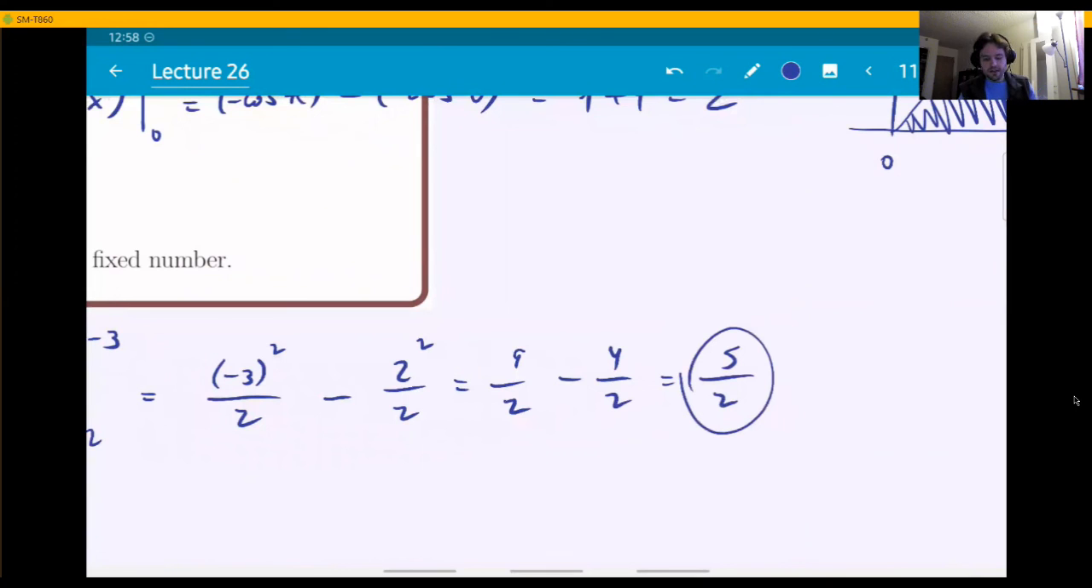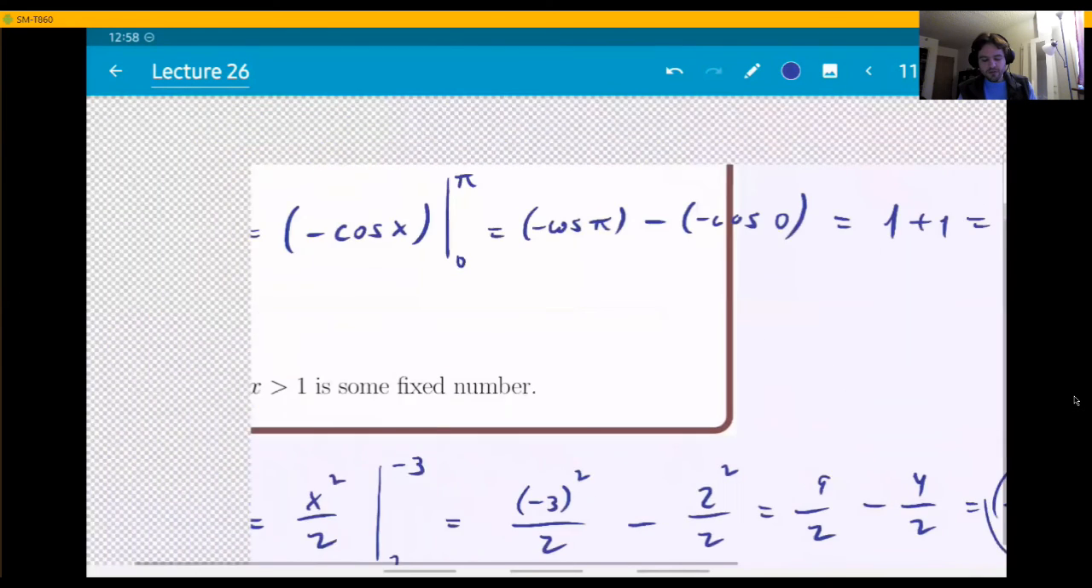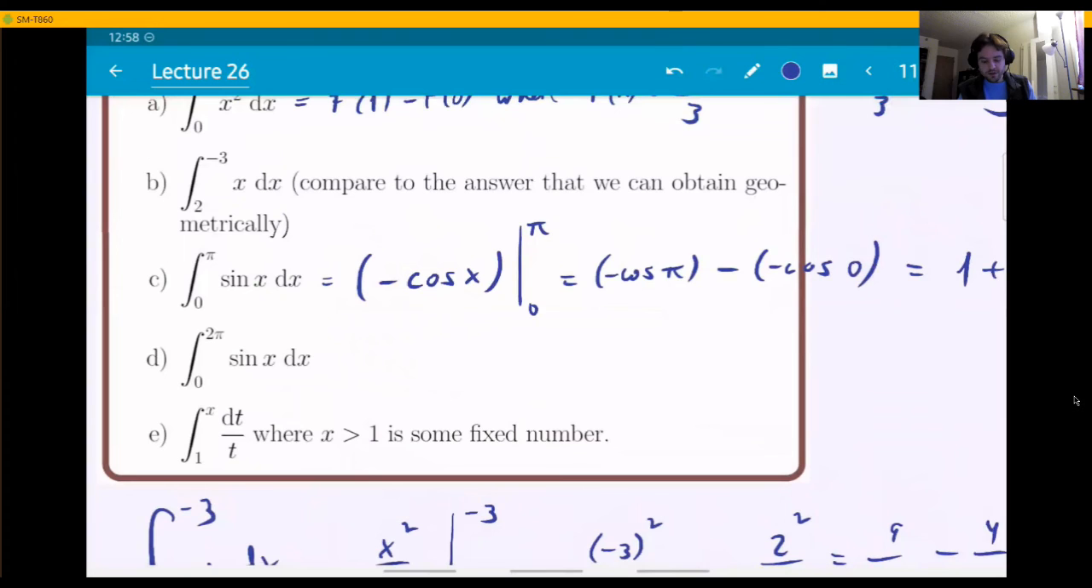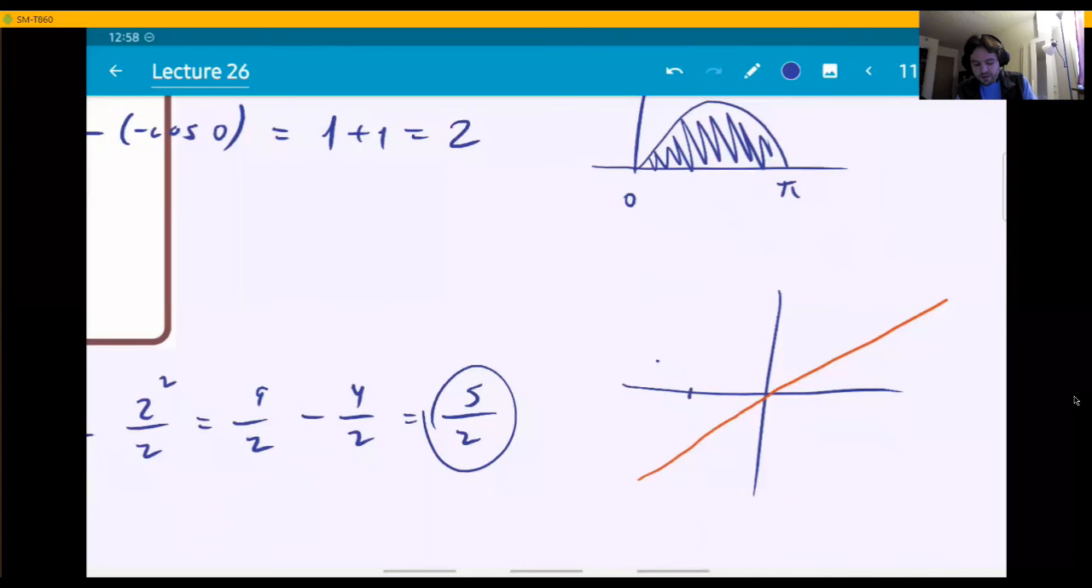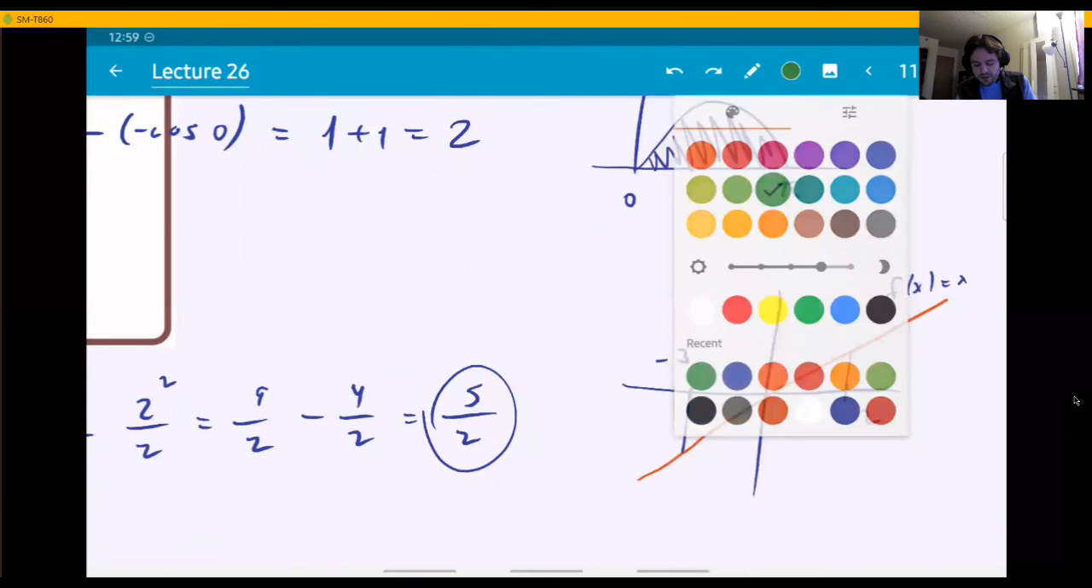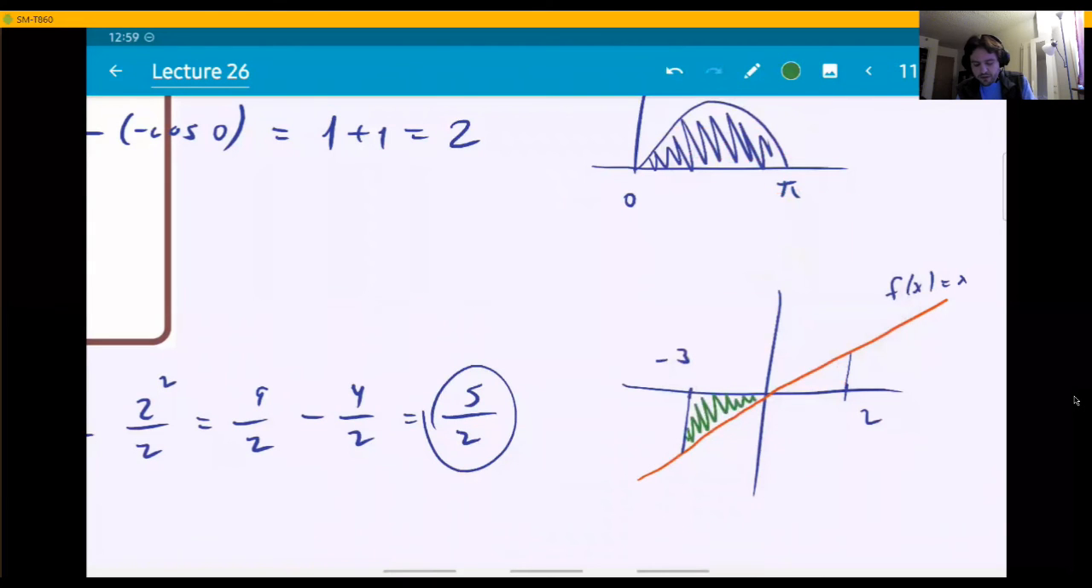What do you have? 4 over 2 minus 9 over 2, which is minus 5 over 2. Very simple. This problem was also saying compare to the answer that you get geometrically. So just imagine the function x. That one is a very simple function. It's being integrated between the numbers minus 3 and 2. This is f of x equals x. Okay, I'm going to use different colors here. The integral represents, in this case, orange minus green.